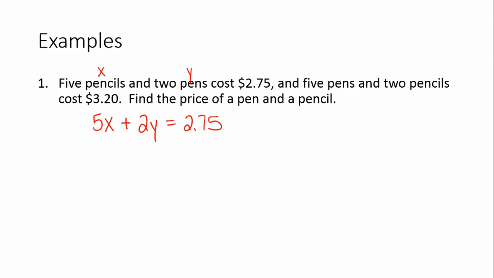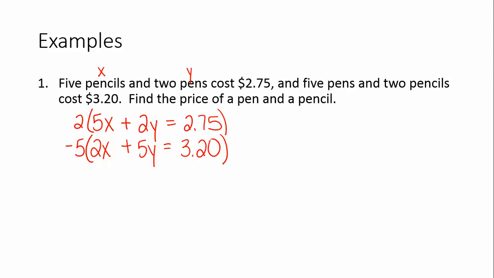The second situation was that 5 pens, be careful here, pens were the y, and 2 pencils cost $3.20. Now we have our system of equations, and we need to solve for x and y so that we can determine the price of a pencil and a pen. So I'm going to multiply the top equation by 2, and I'm going to multiply the bottom equation by a -5. I'm going to eliminate x.